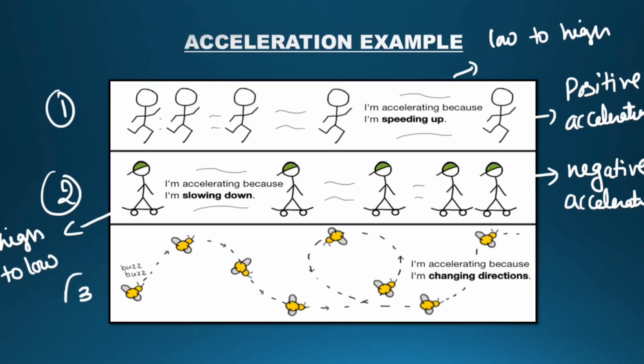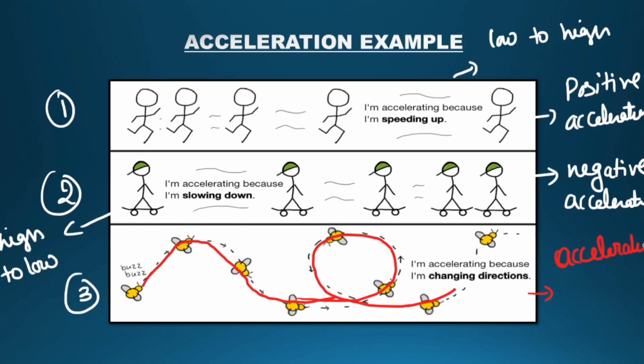Now coming to the third picture, here see the bee is moving and changes its direction. See, I am accelerating. What it said? I am accelerating because I am changing the direction. In this case also, there will be change in direction. Hence, acceleration. The bee experiences acceleration.